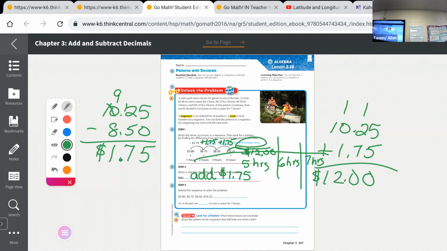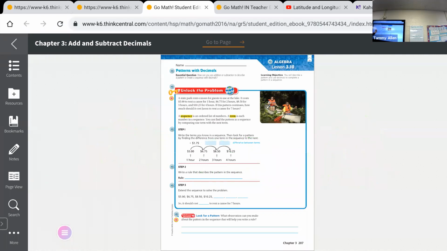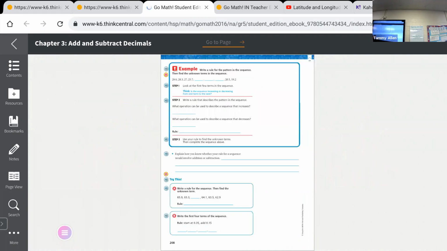So do we understand sequence, term, tables, how we get there? Yes, no? Now, what does all this have to do with adding and subtracting decimals? Well, look, did we add and subtract decimals again? It all connects up, right? Okay. Are we good?